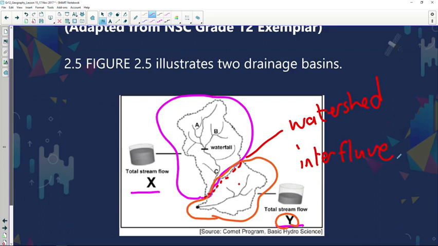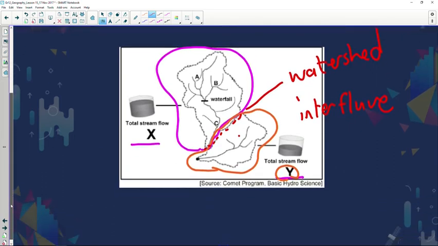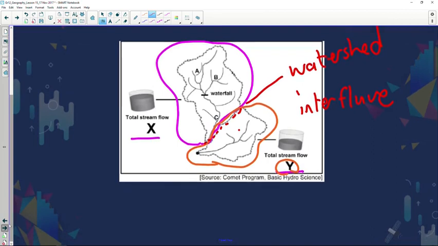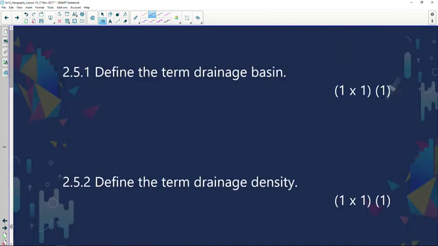Okay, now immediately what I pick up from this diagram, X has got many more tributaries than Y. And tributaries meaning more rivers in drainage basin X than in drainage basin Y. Now let's just quickly go and look at the questions, what they ask us over here. Define the term drainage basin.